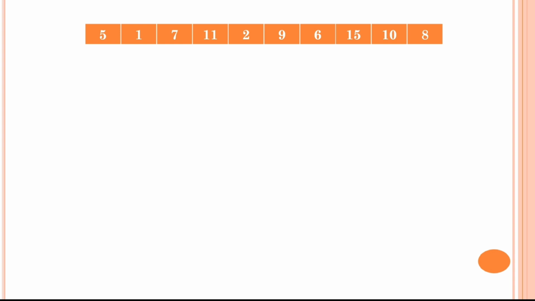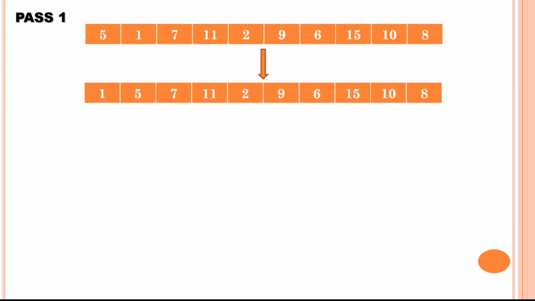Now let's come back to our example. We have 10 unsorted elements here, and we will perform bubble sorting in ascending order. So this will be our pass 1. At first, we will compare the first pair, that is 5 and 1, and here 1 is less than 5, so swapping will be done. And after swapping, we will get this list.